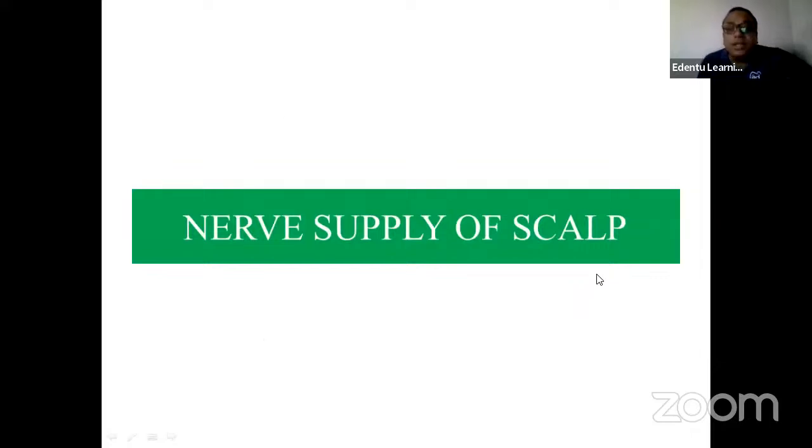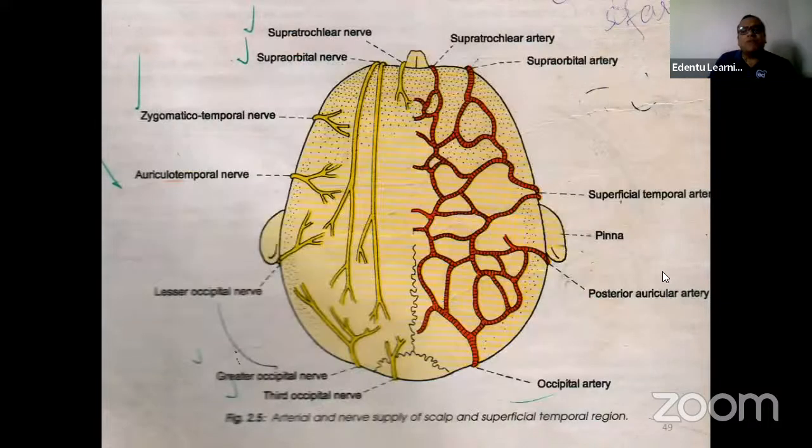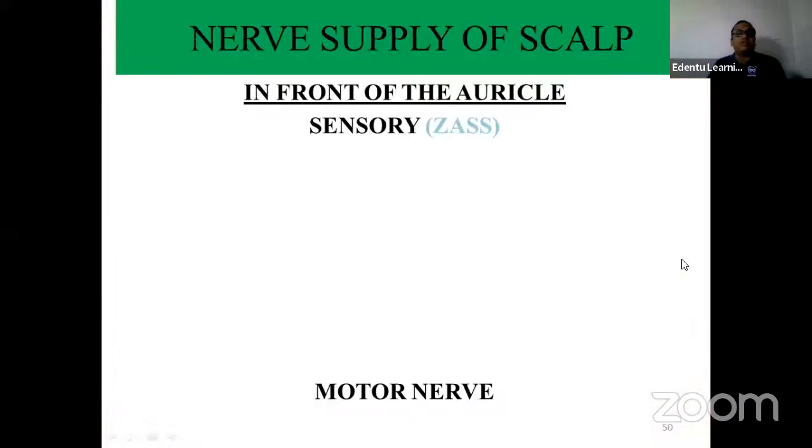Now coming to nerve supply of scalp. Again, a mnemonic I am going to give you, which you will love. Before coming to the nerve supply of the scalp, you will be aware of this diagram. Blood supply is there, nerve supply is there. This nerve supply is what we are going to focus on. What is in front of the auricle? What is behind the auricle? There are sensory and motor nerves also. That is what we are going to study now.